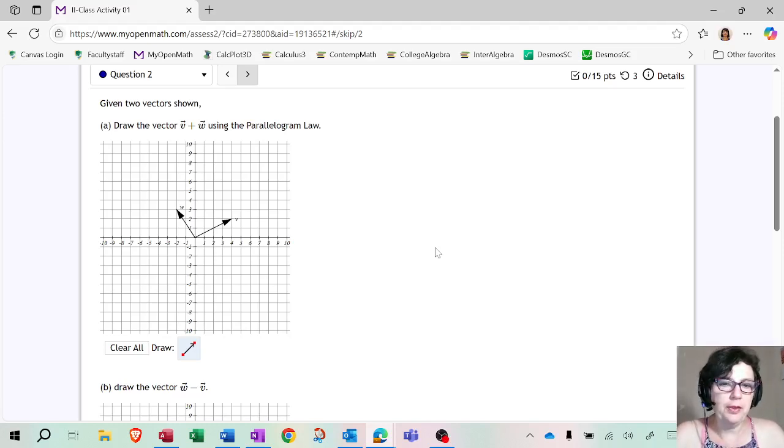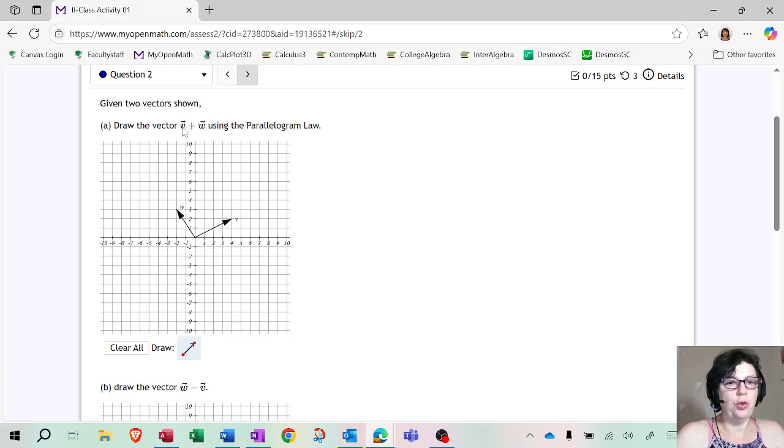Hi guys, in this video we are going to look at vector operations. Now this is not using components but geometrically, how we find the sum or difference or a scalar multiple of a vector. So first let's talk about the sum. Now for the sum we've got two laws. One is called the triangular law.